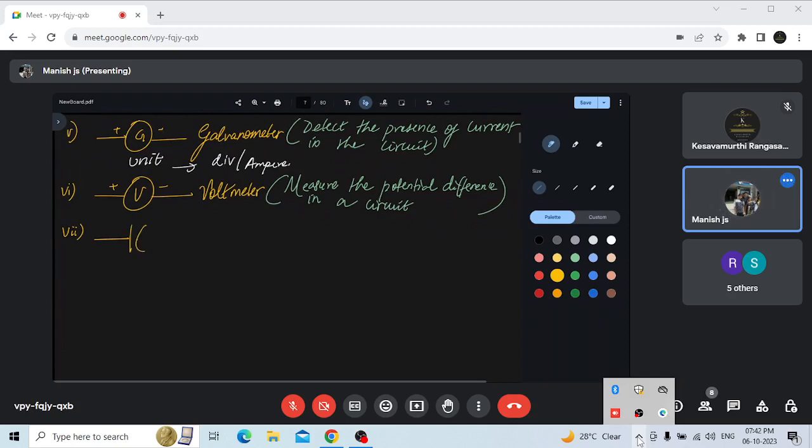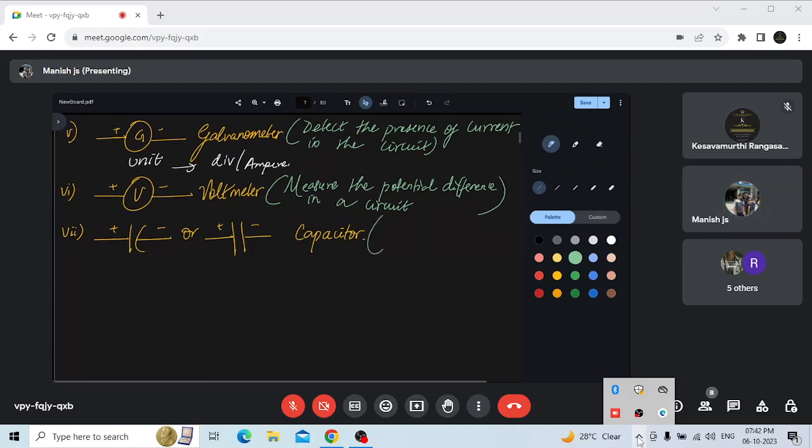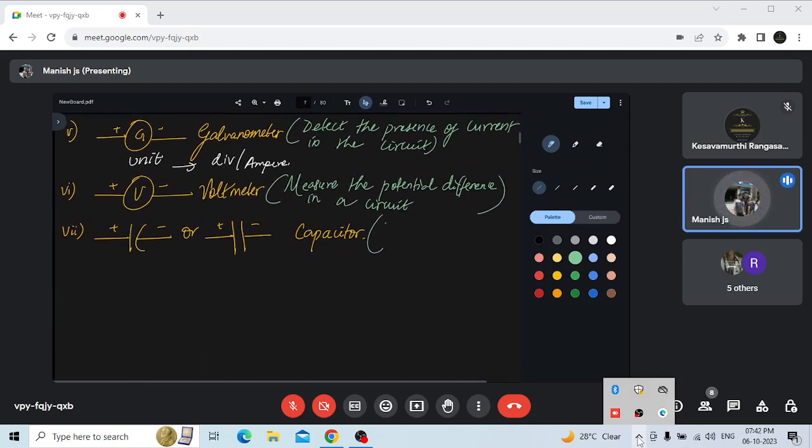What is this called? Capacitor. This is all very good. Sometimes we draw it like this also, using parallel lines. So this is called a capacitor. What is the use of a capacitor? It stores energy. Very good. It is used to store energy. We also call it an energy storing device.